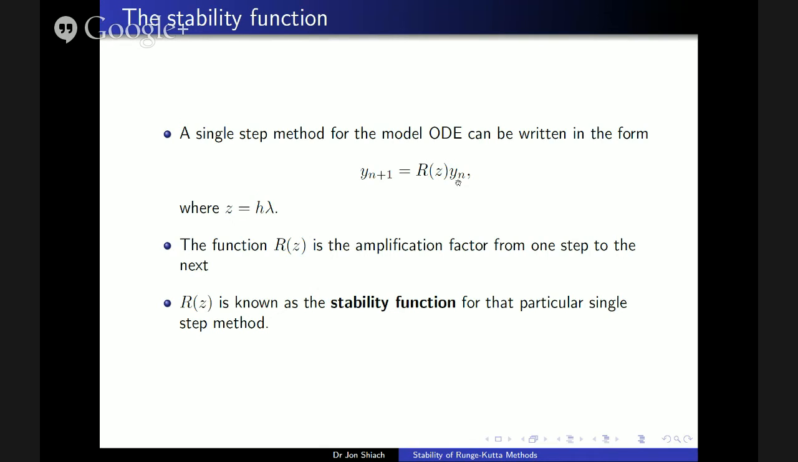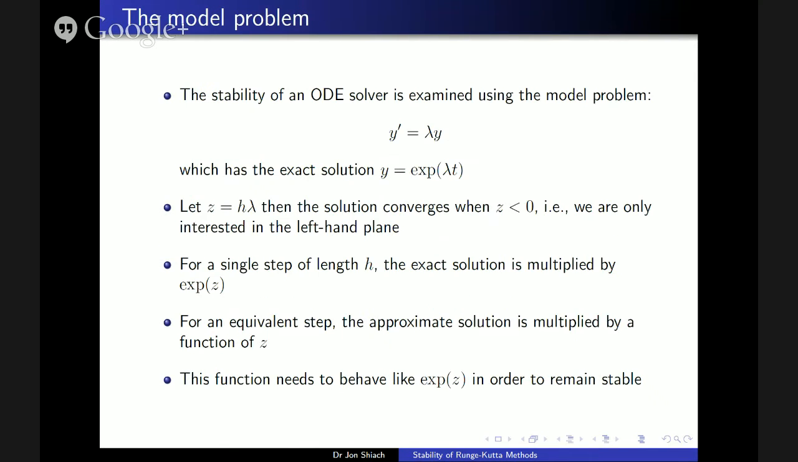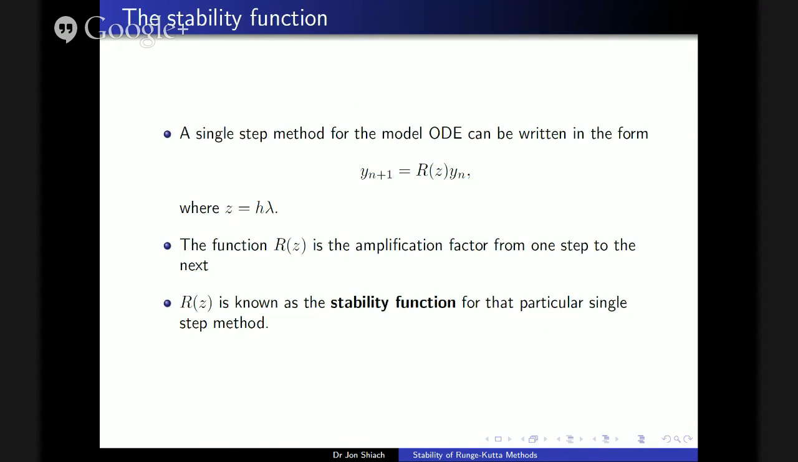So yn is our current solution, and that's multiplied by some function, R(z), which is just a function of z. And remember, z is just h times lambda when we apply to the model problem. So we can think of this R(z) as being an amplification of yn. So yn times some function will give me our next value.